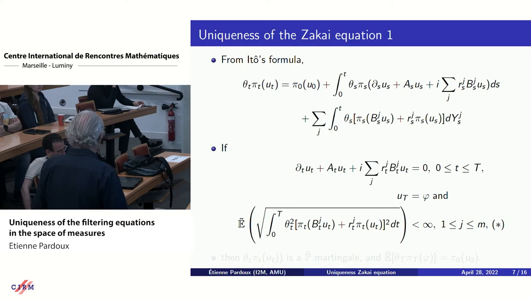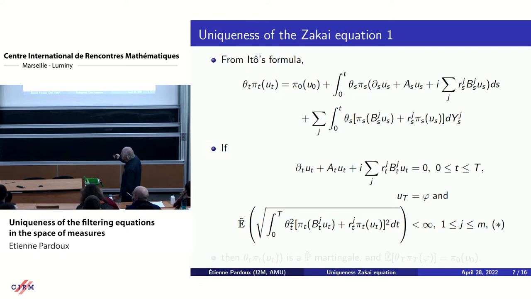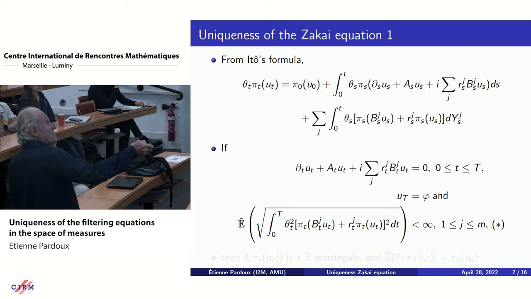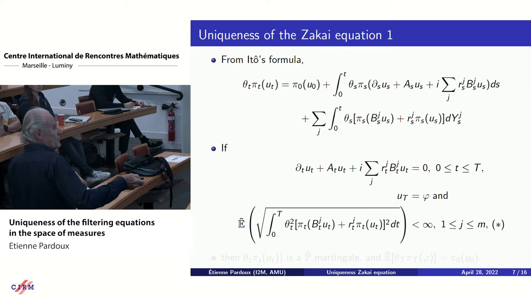So d_t plus Laplace equals zero, this equation is well posed in the reverse direction, in the backward direction of time. So this is intuitively a well posed equation. I fix the final condition. Now suppose I can solve this equation and the solution is good enough so that I can plug it here and this holds. Of course this term vanishes, and then this is a local martingale. If in addition, E tilde of the square root of the integral of the square of this is finite for all j between 1 and m, then this local martingale is a martingale.